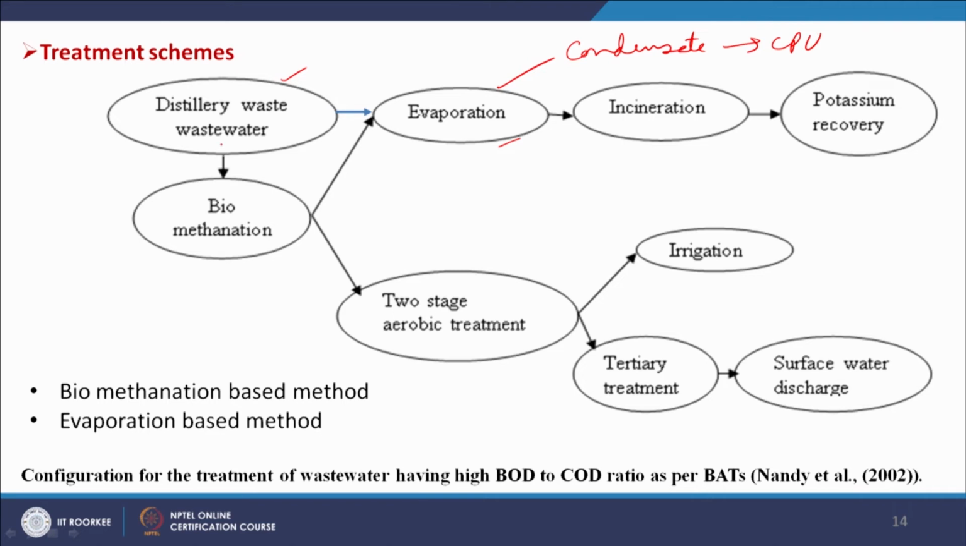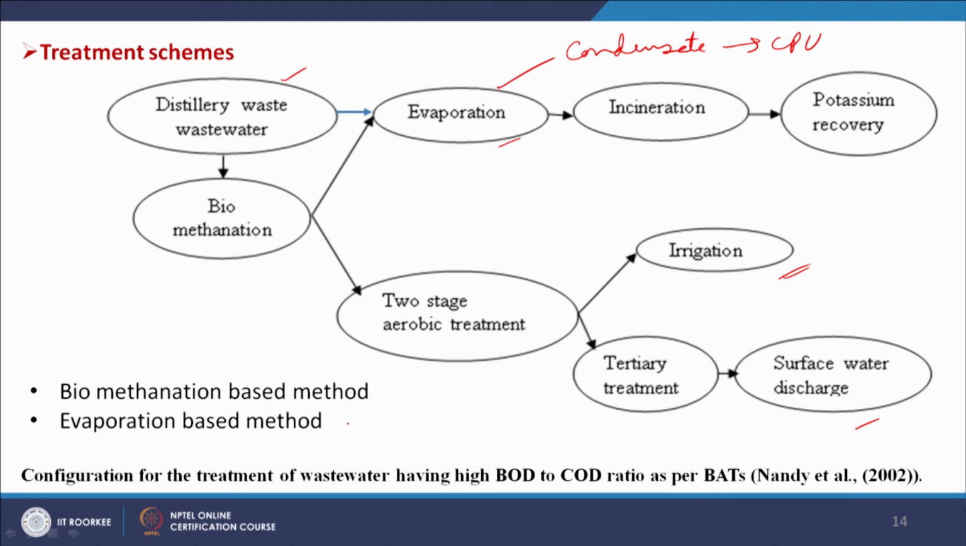And another route is biomethanation. So, biogas will be produced first, and then the slurry which we are getting can be further evaporated and processed in the same way, or it can go for 2-stage aerobic treatment and then tertiary treatment, and surface water discharge. After the biogas production, the sludge which is generated can be used for manure production, and also for composting purposes. So, that is the biomethanation based method and the evaporation based method.